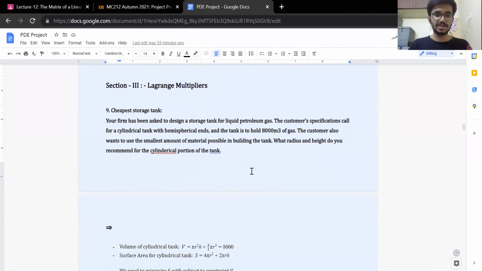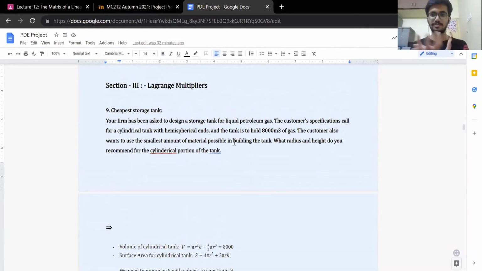Then comes the Lagrange multiplier. The first question was the cheapest storage tank. We have to design a tank of volume 8,000 meter cubed, already given, in such a way that the customer asked us to use the least amount of material in building the tank, and we should recommend what the height and the radius of our cylindrical part should be.